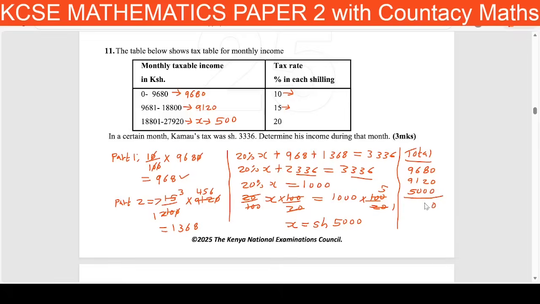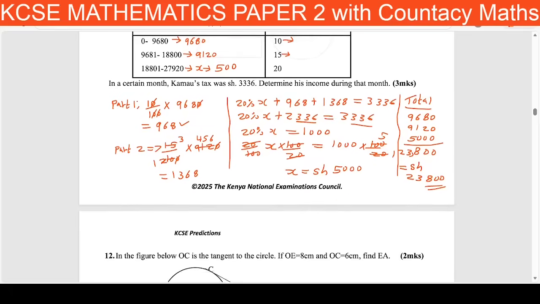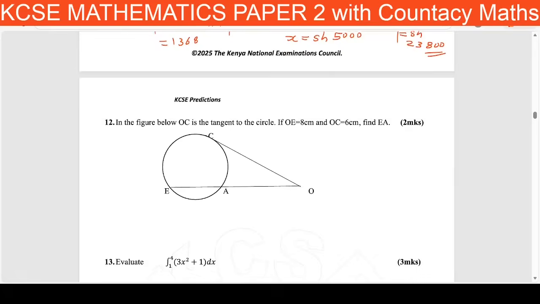0, 0, 6, 7, 8. What is 18? 18 plus 3? That's 23. Yeah, 23. So that one will be equivalent to shillings 23,800. And that is the required solution for that. And I believe that you've been able to follow through that.